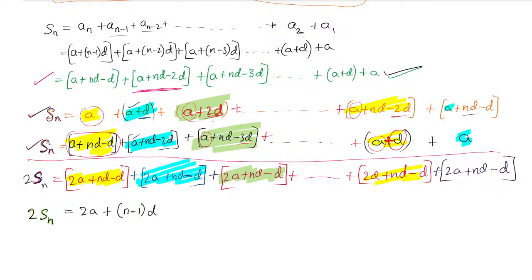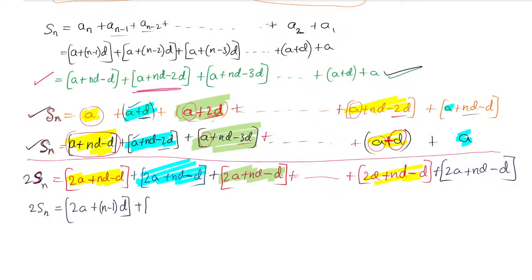Yes, in the previous discussion we got 2Sn, and here what we will do is listen here. I will write down that 2Sn as it is, and the next part 2a we will keep as it is, but for n d and d that we have, we will take that d common. So n minus 1 will be there and d will be outside the bracket.